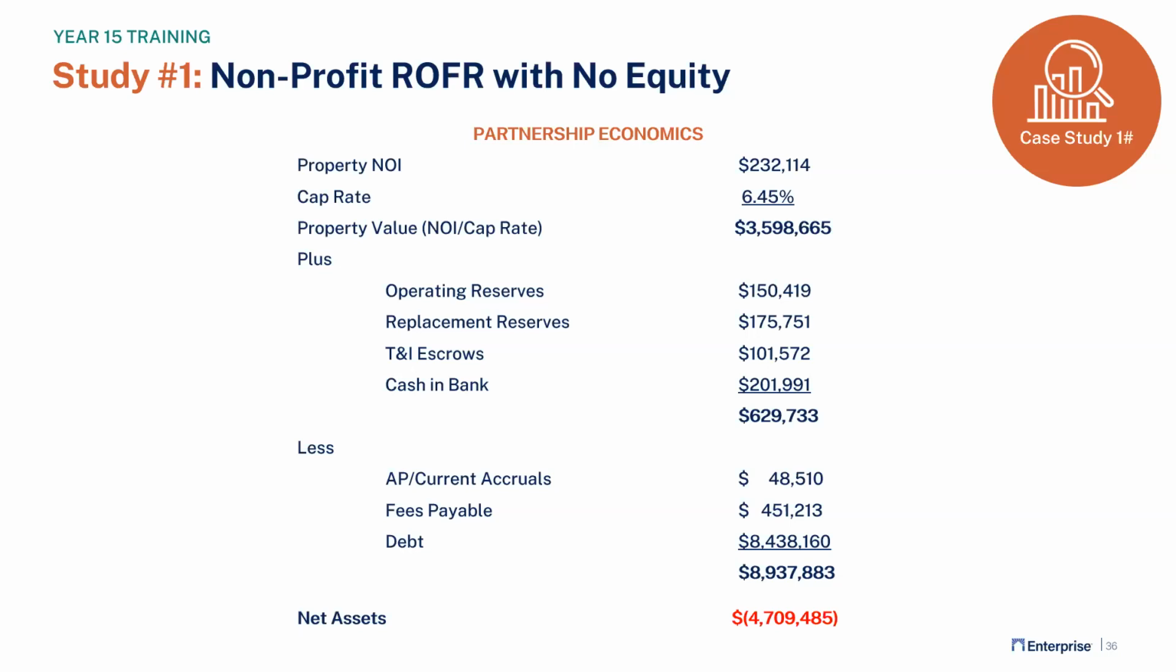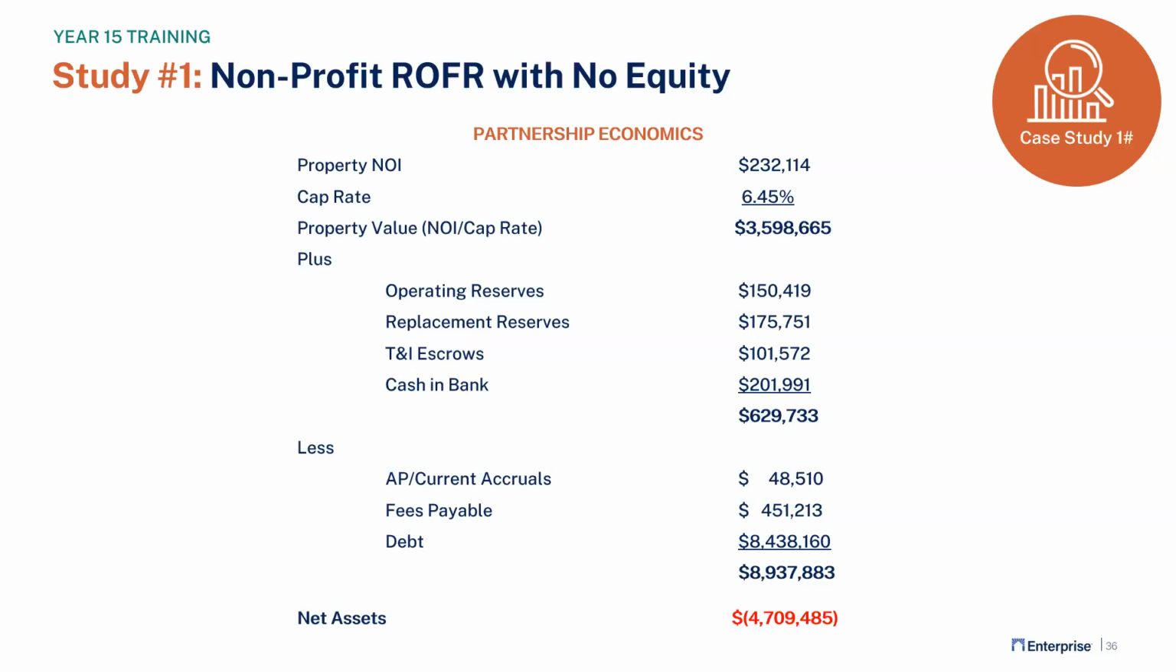The way we determine value is straightforward. If you're familiar with the direct income capitalization approach to valuing a property, it's what an appraiser would use. Essentially, take the net operating income divided by a cap rate, and the cap rate is derived from the market.